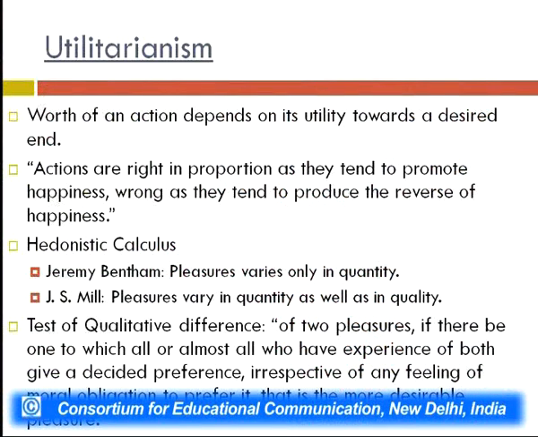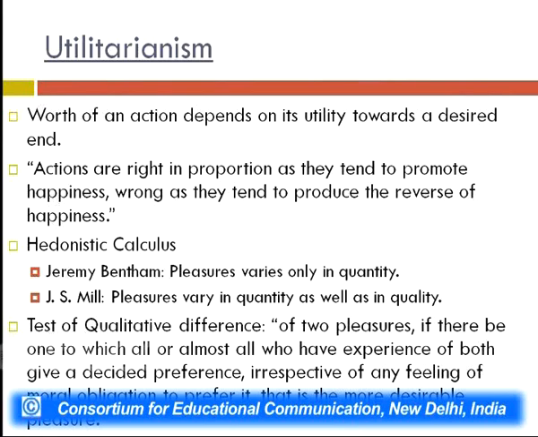But an important question that might come to our mind at this point is, how do we make the qualitative difference? There has to be some way of making this distinction. According to Mill, the test of qualitative difference between different instances of happiness is that of two pleasures, if there be one to which all or almost all who have experience of both give a decided preference, irrespective of any feeling of moral obligation to prefer it, that is the more desirable pleasure.